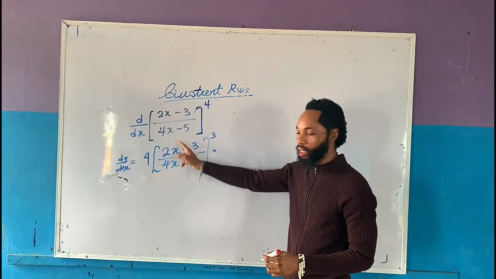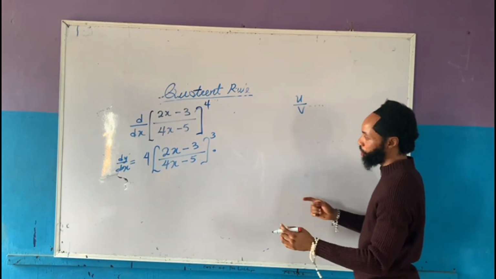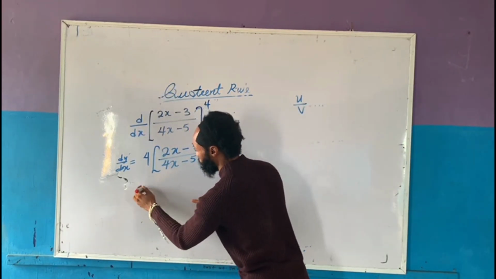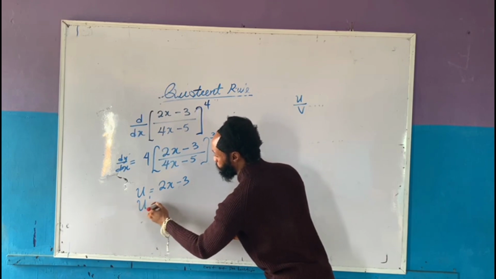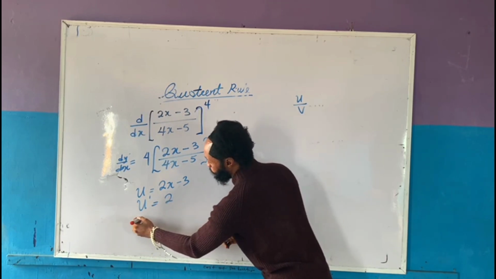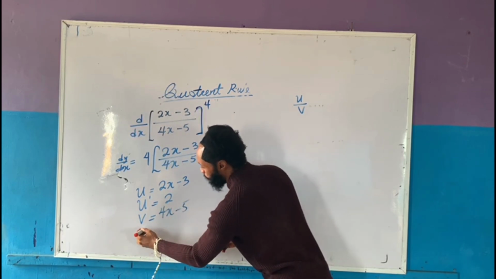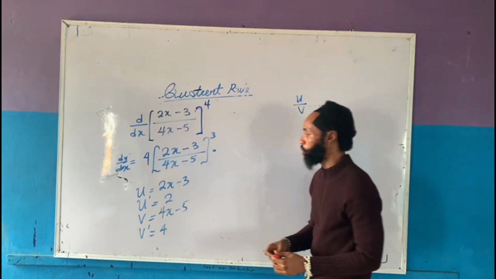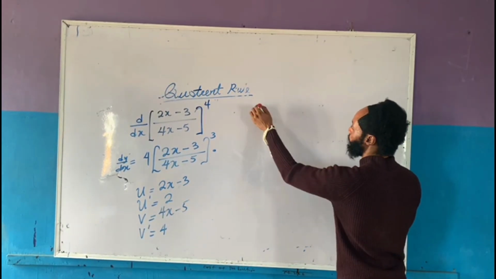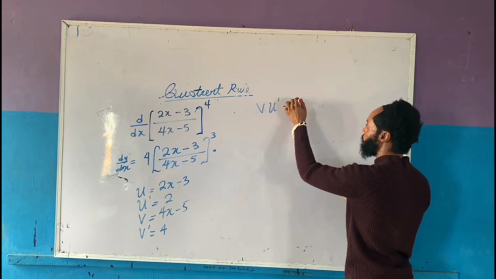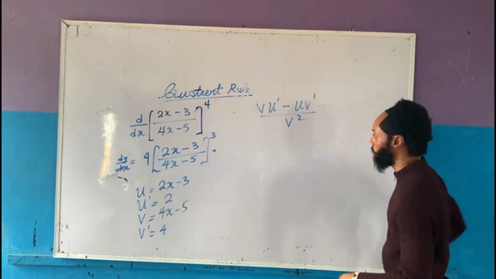Remember, it's a quotient rule expression and we have u over v. First thing we want to state is your u. Your u is 2x minus 3. Then your u prime is going to be 2. Then go to your v. Your v is 4x minus 5. Then your v prime is going to be 4. So having this formation, we can enter it. Remember the formula, we can write the formula here: v u prime minus u v prime over v squared.